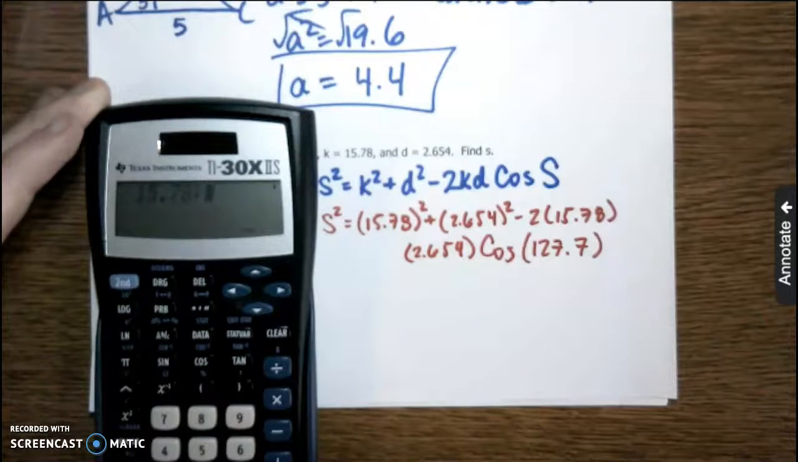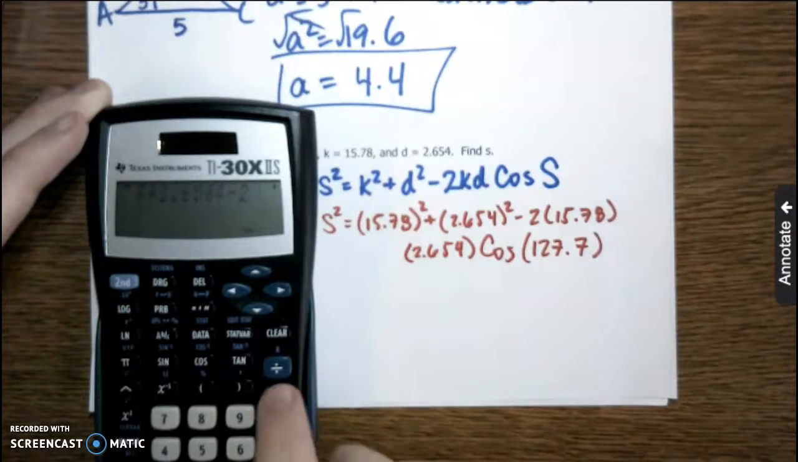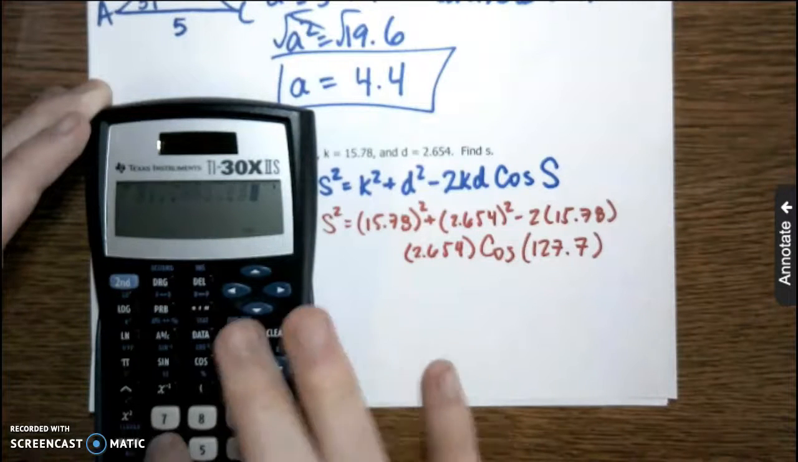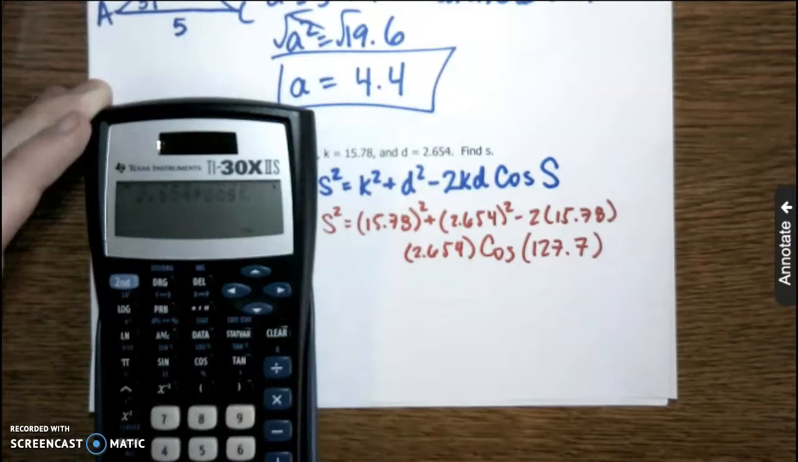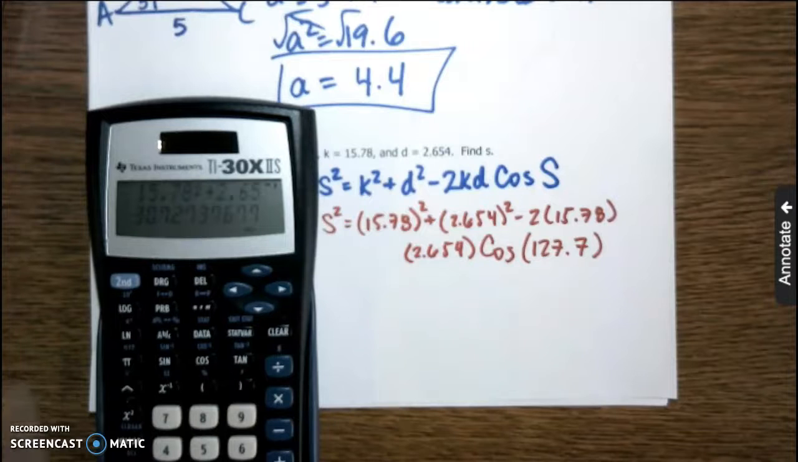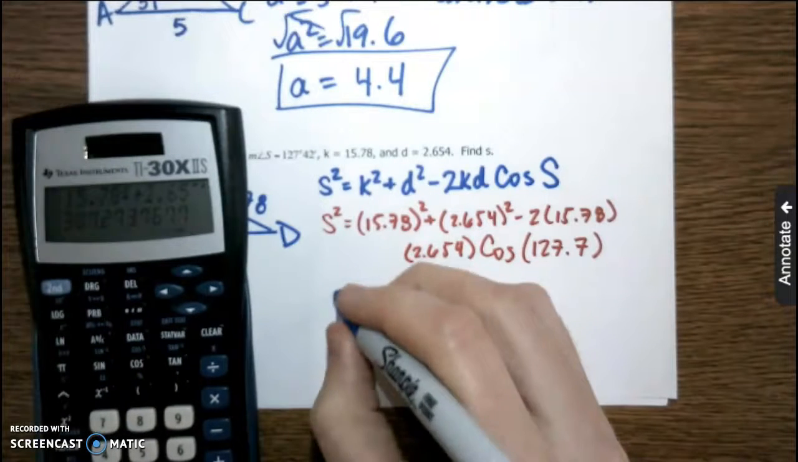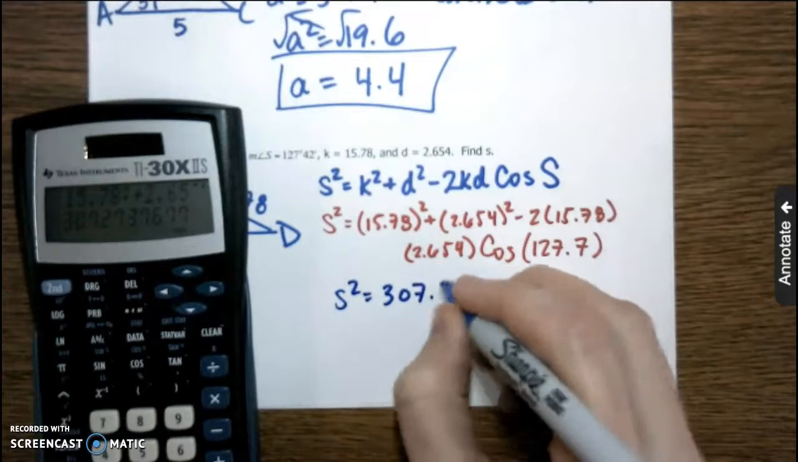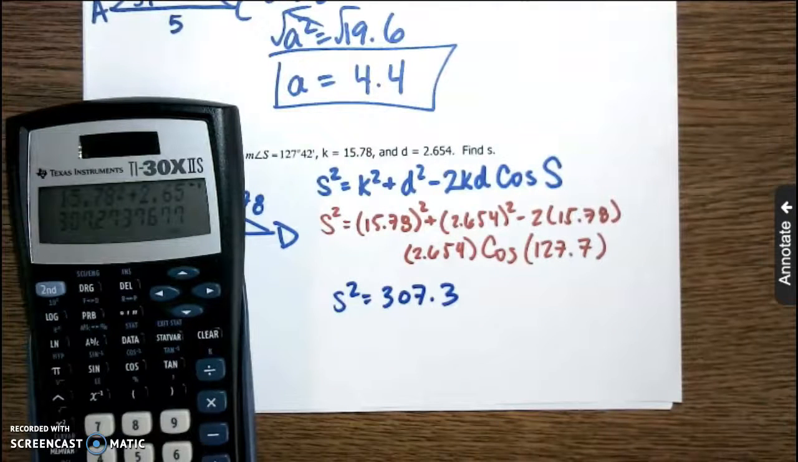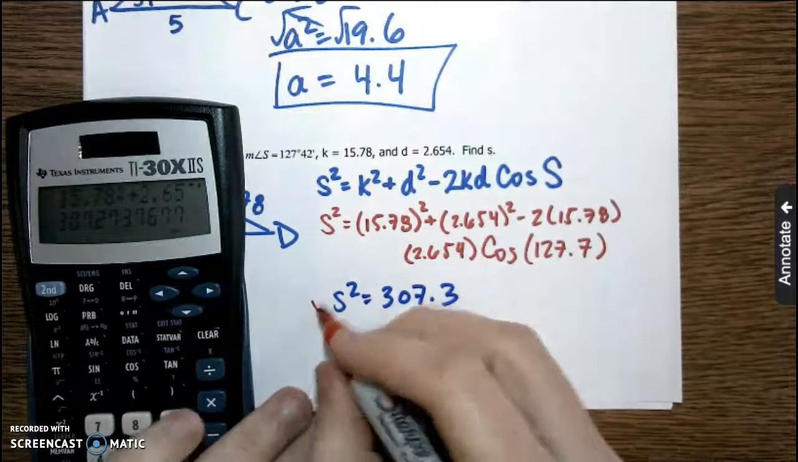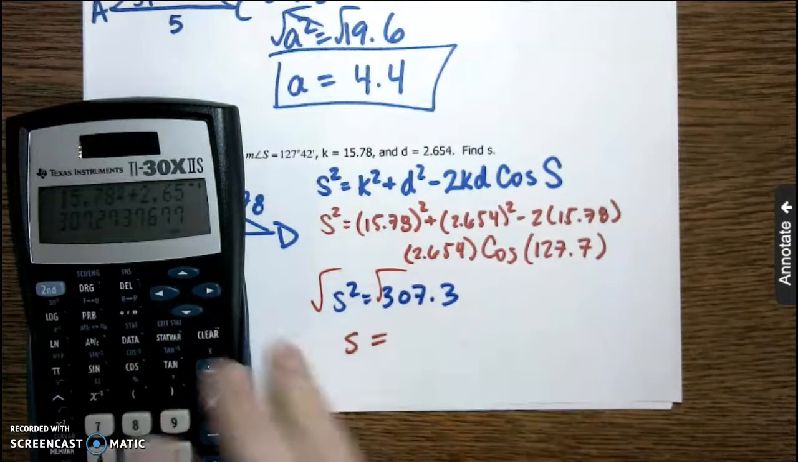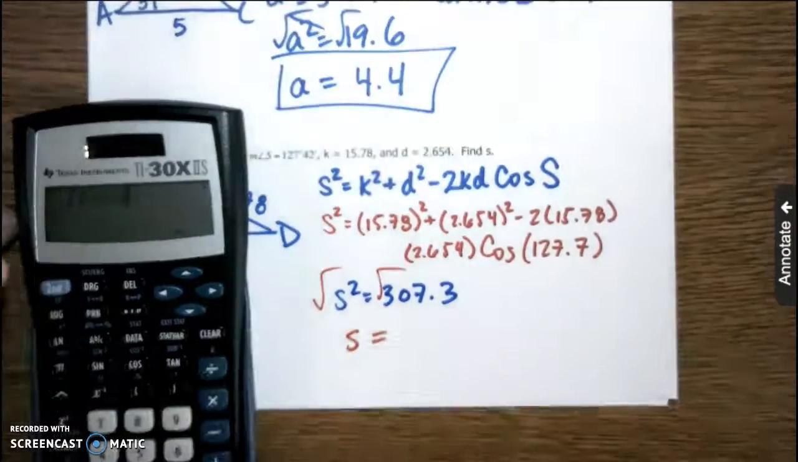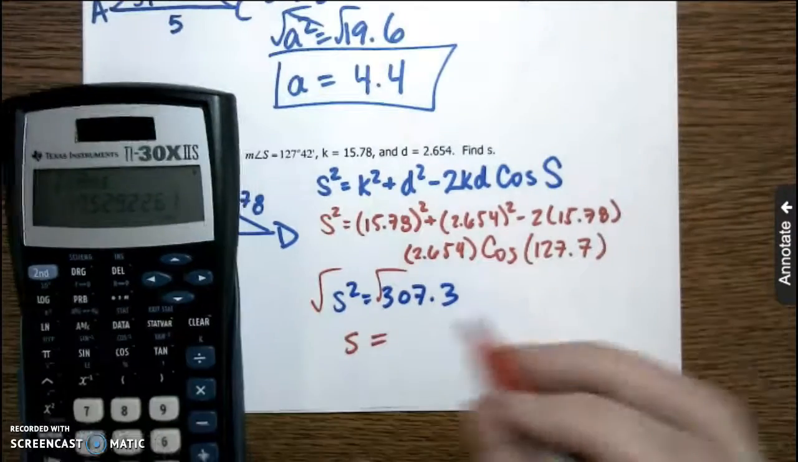Okay, 15.78 squared plus 2.654 squared minus 2 times 15.78 times 2.654 times the cosine of 127.7, which is 307.3. And we now need to take the square root of that, which is 17.5.